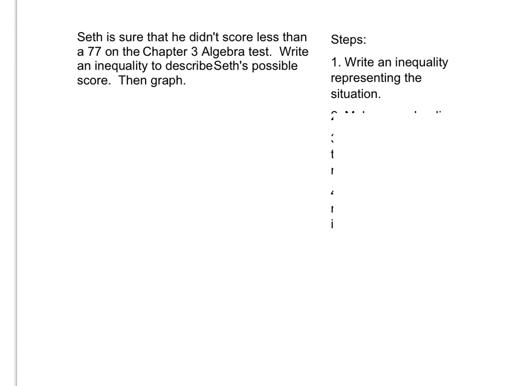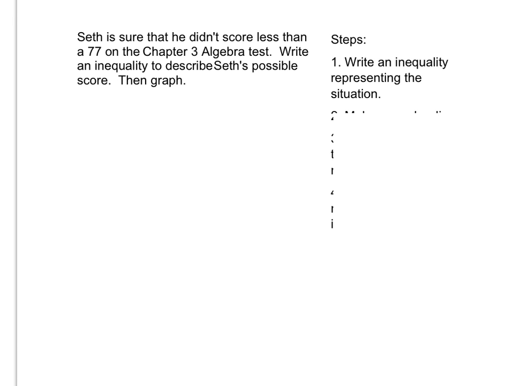So, it says Seth is sure that he didn't score less than. Okay, so he couldn't have less than a 77. That does mean he could have a 77. So pretty much Seth is saying he's absolutely sure he didn't fail, or he didn't get less than a D on the test. Okay, less than a 77%. So he could have gotten a 77.